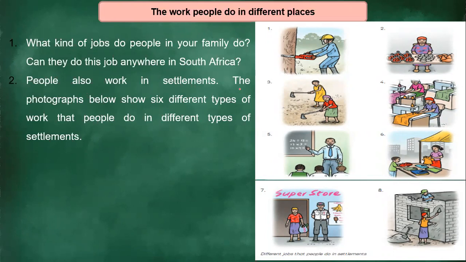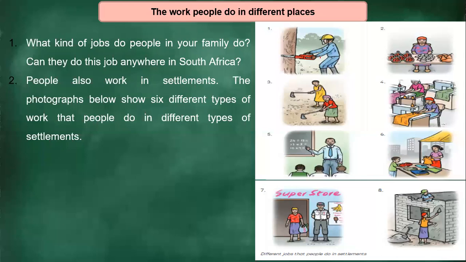You heard Michaela saying that her mother is working from home, so her mother is working in town, at home. And her dad is working in the city as a supervisor. So it tells you that people also work in different settlements. Here I have the photograph below, which has 6 different types of work that people do in different types of settlement.